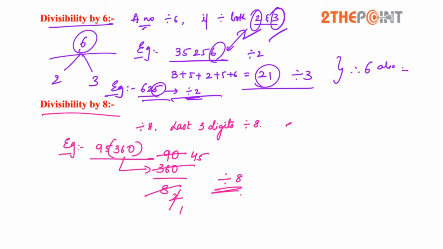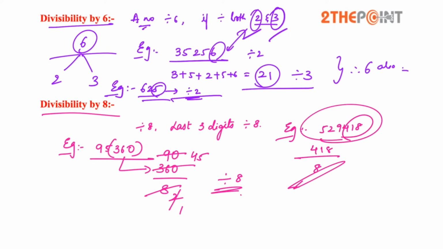Now let's take another example, 529418. Consider only the last 3 digits, 418. 418 is not completely divisible by 8. So hence the given number is not divisible by 8.